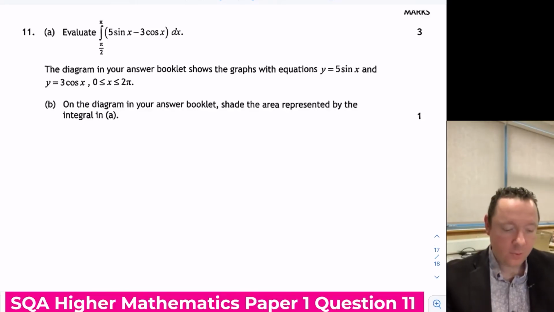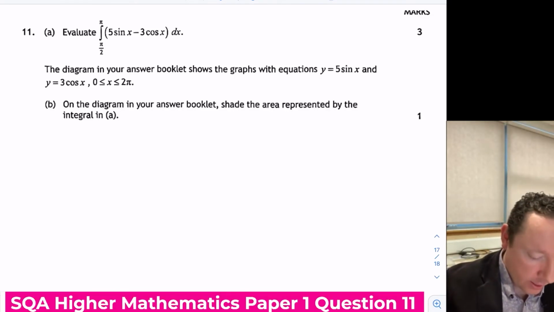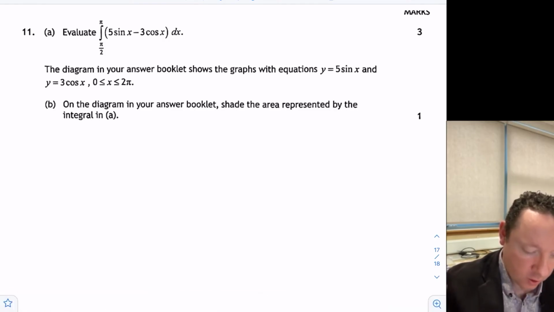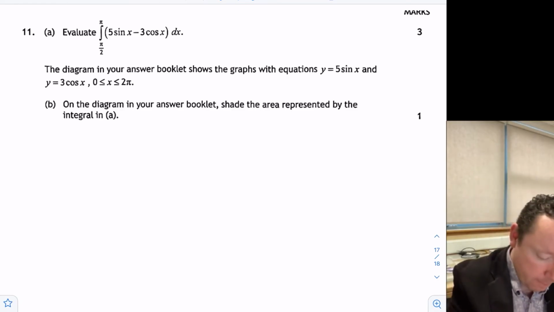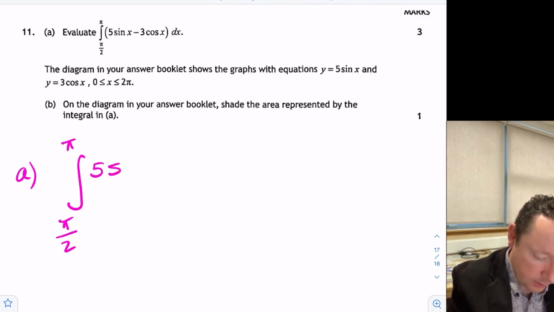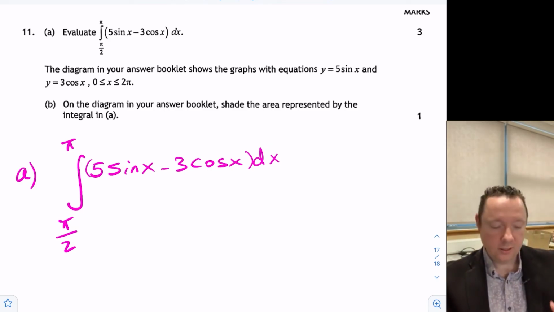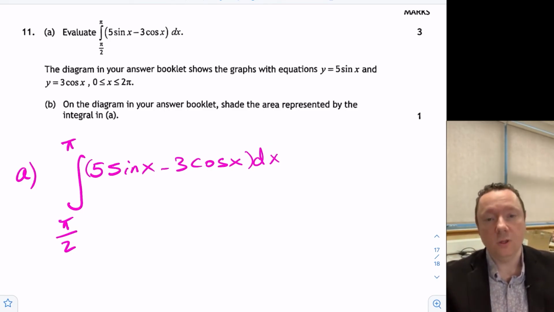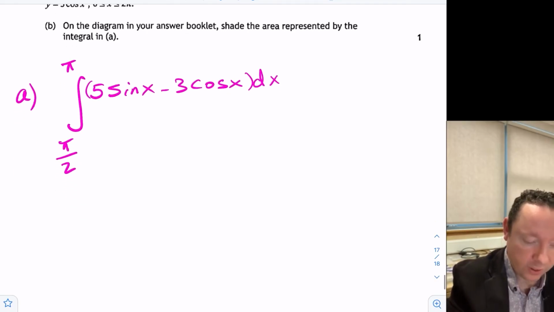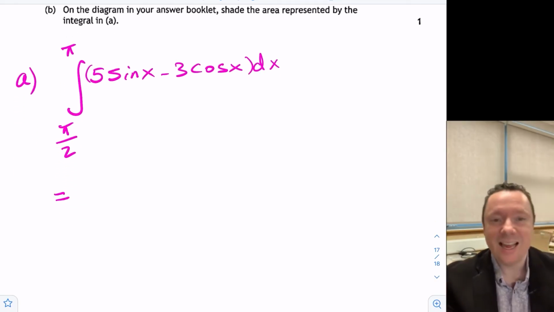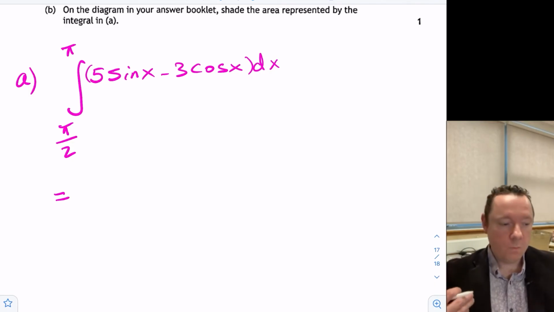Hi, Maths 2023, paper 1, question 11. Part A, integrate between pi over 2 and pi, 5 sin x minus 3 cos x. And then part B is draw a picture. So part A, the integral between pi over 2 and pi of 5 sin x minus 3 cos x dx. I'll stick to radians for this because integration only works in radians, it doesn't work in degrees anyway. So check in front of the exam paper and it will tell you that sine integrates to minus cos.